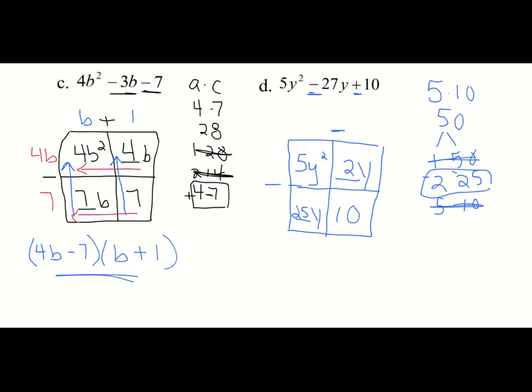And now I just need to factor out the greatest common factor. So again, we'll go across the bottom first. 25y and 10, my GCF would be 5. For 5y squared and 2y, my greatest common factor would be y.